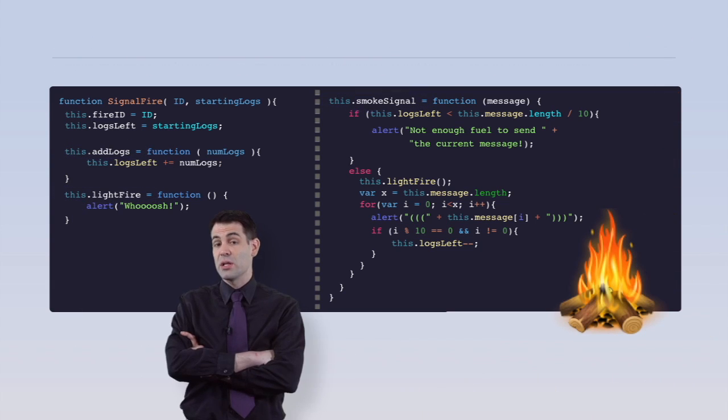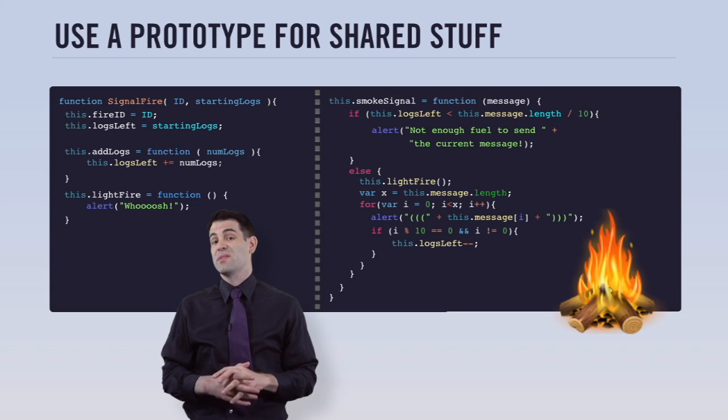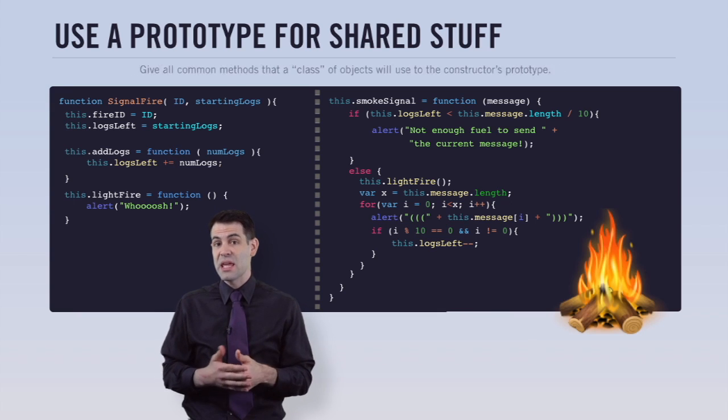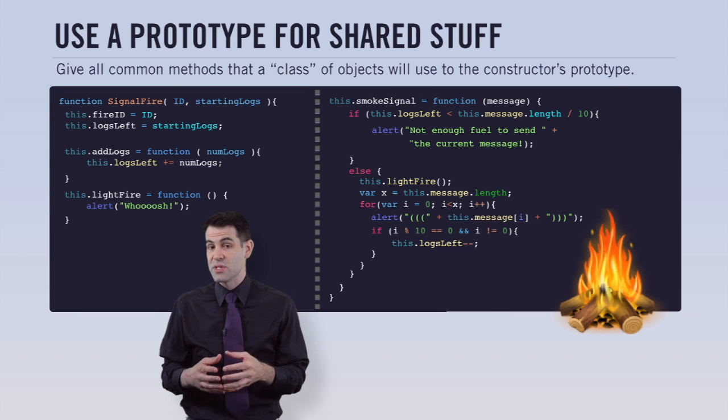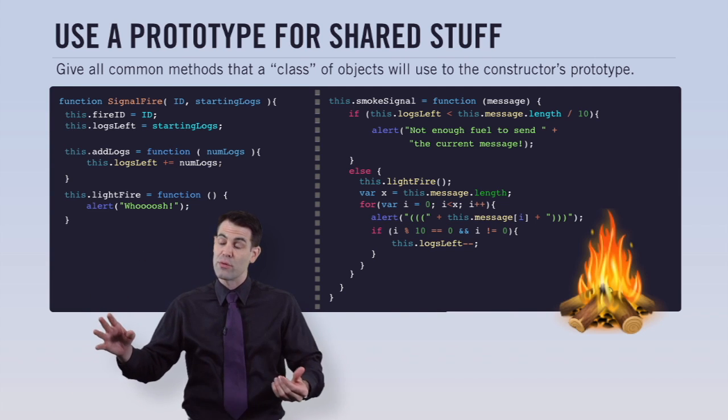The way that we can avoid all of that repetitive memory usage is by using a prototype for all of our shared stuff. We want to give the common methods that each one of these objects will share. We want to give that to a prototype and then just have all the objects inherit from the prototype.